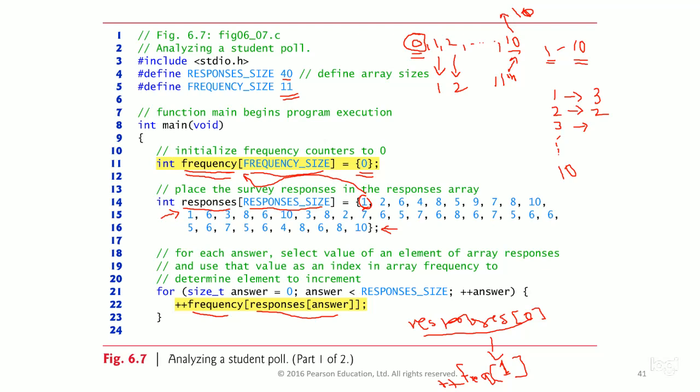Similarly, when we get to the second element, that one contains 2, so we're going to increment the index of the frequency array at 2. Then when we get to the third one, this student gave a rating of 6, so we're going to increment the value at index 6 by 1. So we're going to increase its value by 1. So that's how this program works.